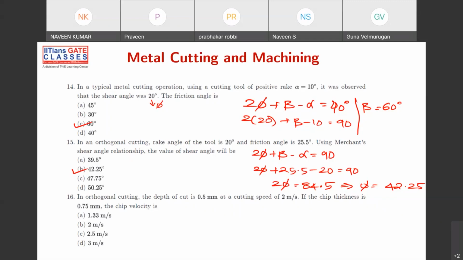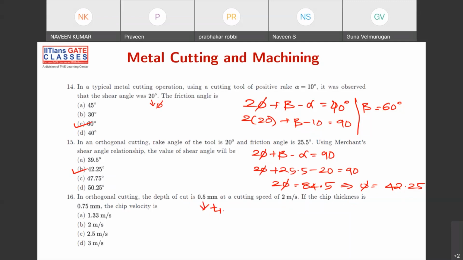So what is asked? Think of it. You have to do this, man. In orthogonal cutting, depth of cut D is given. I told you. Cutting speed VC is given. If chip thickness is 7.5, chip velocity is asked. So depth of cut is equivalent to what? I told you. Depth of cut is equivalent to what? No, T1, isn't it? Uncut chip thickness?